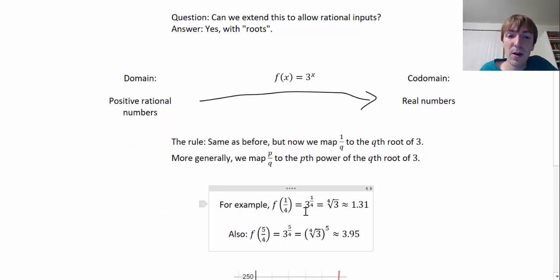It makes a little bit more sense when we give examples of this. So if I want to plug in 1/4 into this function, in other words, take 3 to the 1/4, then that's the 4th root of 3. A number that when you multiply it by itself 4 times, you get out 3. That turns out to be about 1.31, but it's definitely an irrational number.